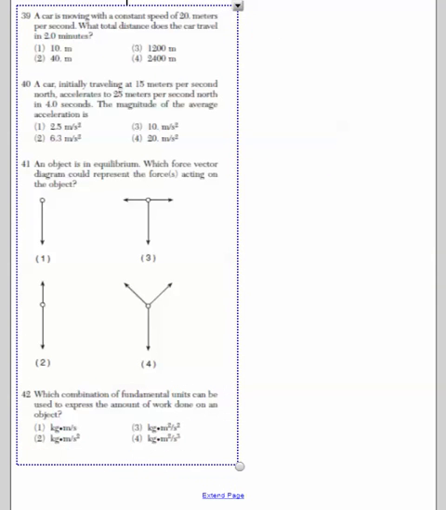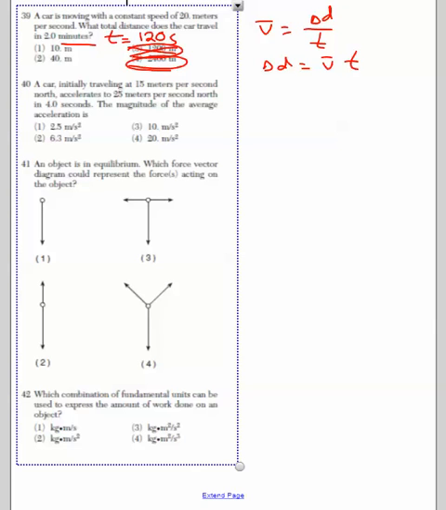Number 39, this is just a nice easy problem, but just be careful about the minutes. So the time that you want to use is 120 seconds, 60 times 2. So V bar equals delta D over T. Delta D is equal to V bar times T. So we have 120 times 20, or 1200. Excuse me, 2400. Choice 4.